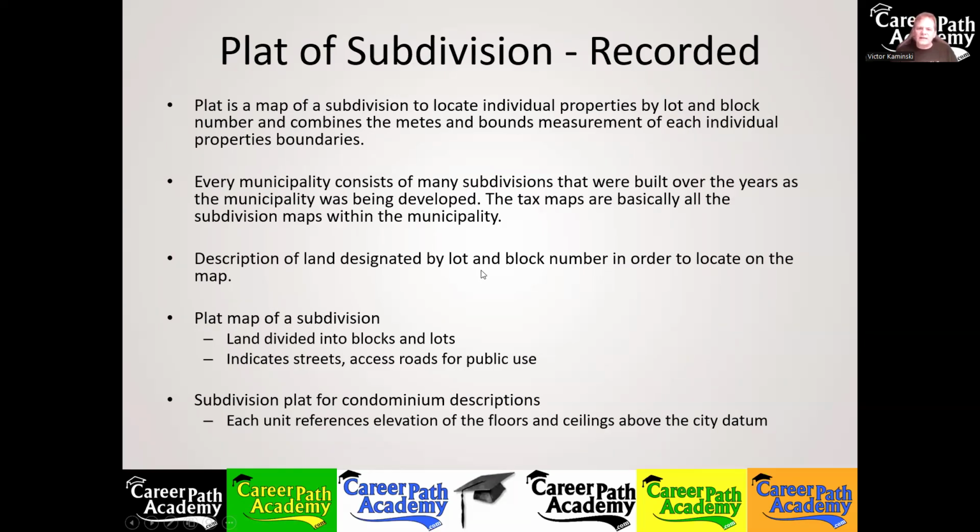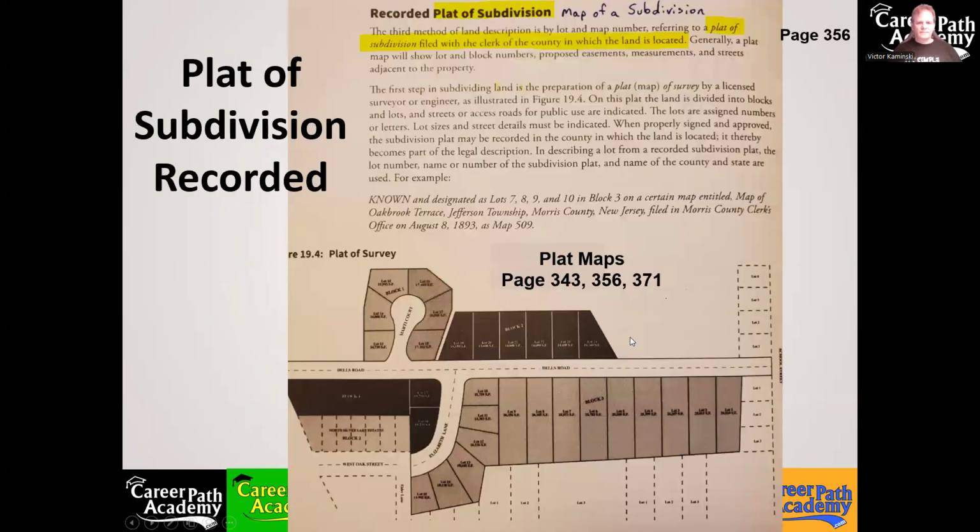Description of land designated by lot and block number in order to locate on the map. A plat map is a map of a subdivision. Land is divided into blocks and lots and indicates streets and access roads for public use. Subdivision plat for condominium descriptions could also reference elevation for each floor, where each floor begins and ends. That's where your unit would begin and end. So it's a map now in 3 dimensions. You're measuring elevation as well.